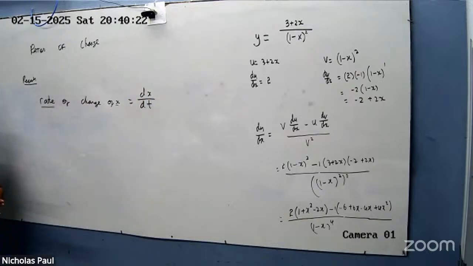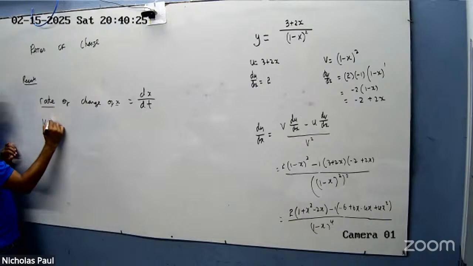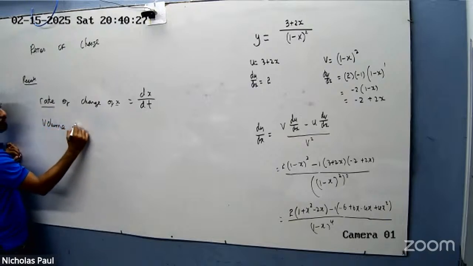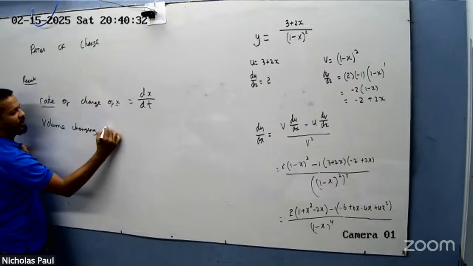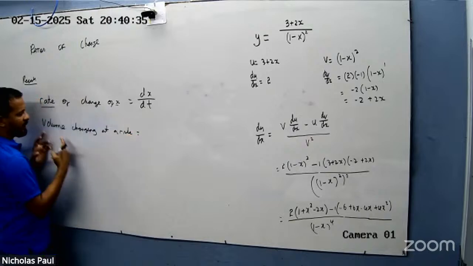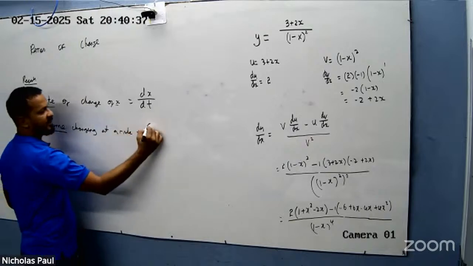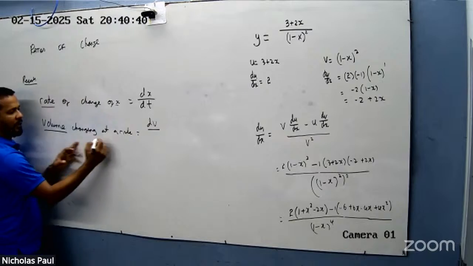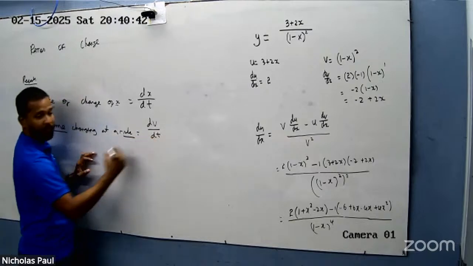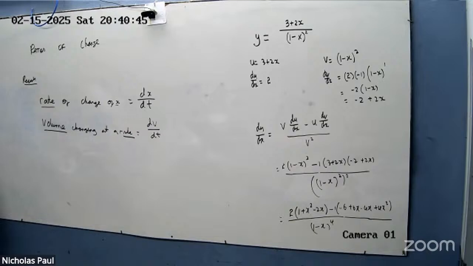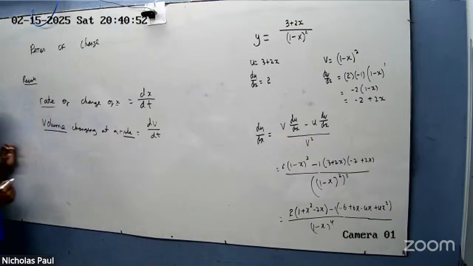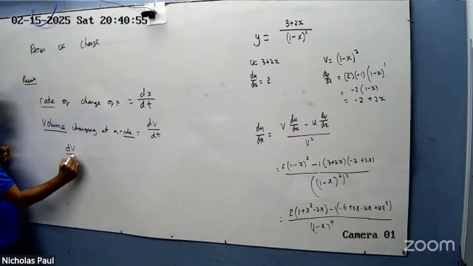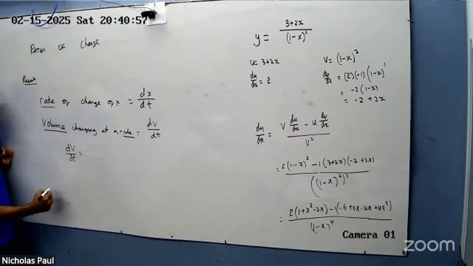If you see volume changing at a rate, this is the term that we're using on top, and rate means with respect to time. Those are the things that we're trying to find. How do we find dV/dt? Watch this here. Everybody watch here. If I ask you to find dV/dt, we're going to use the chain rule.